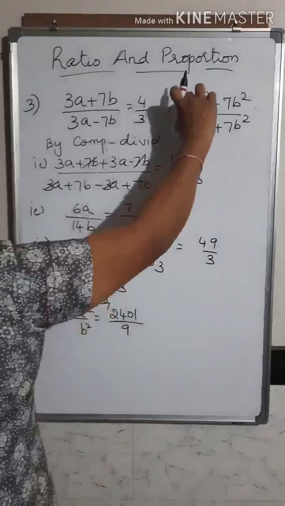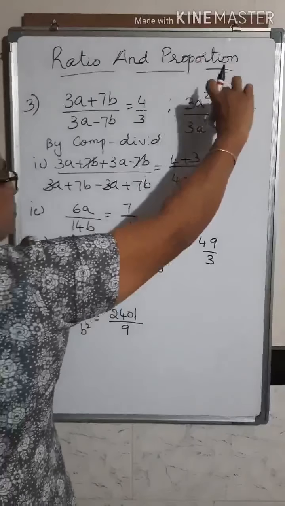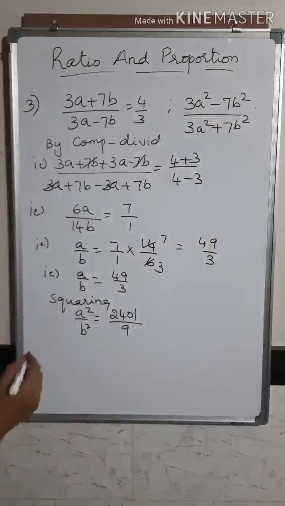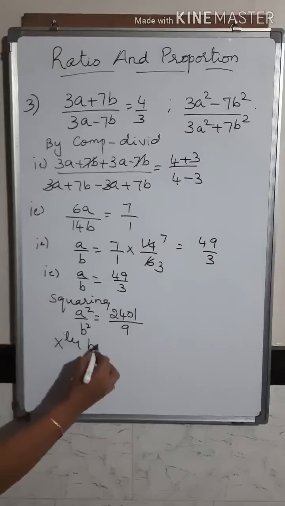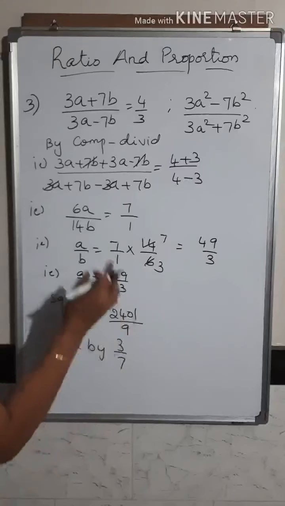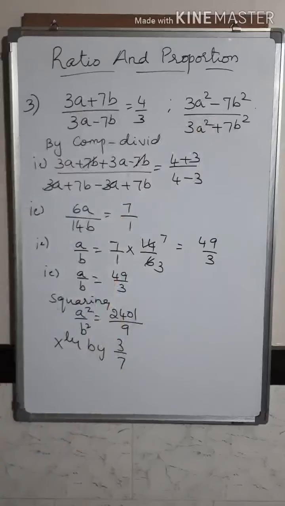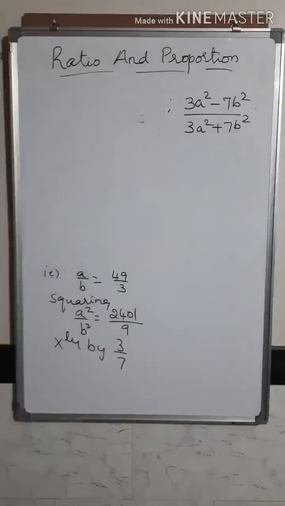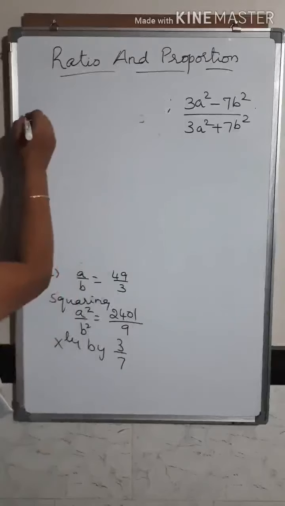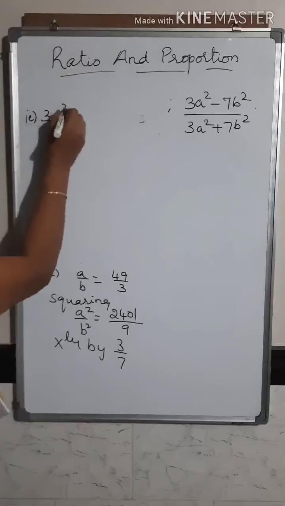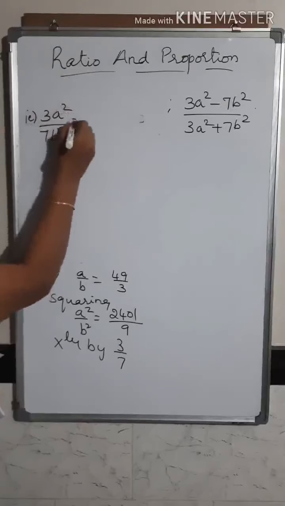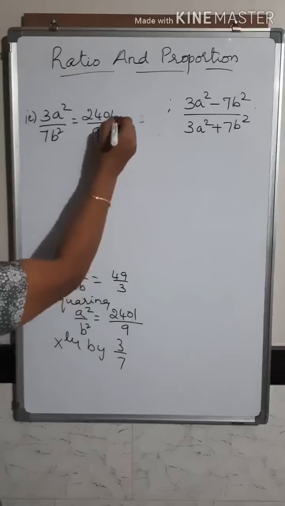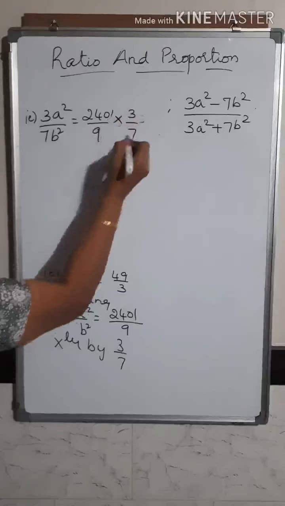Now next you have squared the number. Now what is the coefficient of a? Coefficient of a is 3 and coefficient of b is 7. So you have to multiply on both the sides by 3 upon 7. Now what I'll do, I'll rub the top portion because you don't have place to complete it, so we'll complete it here. So multiplying by 3 upon 7 you get 3a square upon 7b square is equal to 2401 upon 9. This also you have to multiply by 3 upon 7.